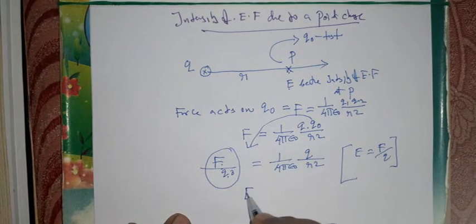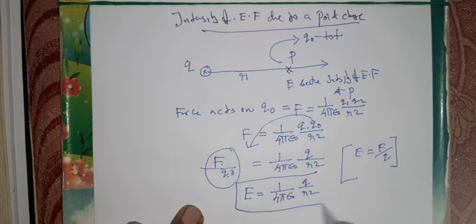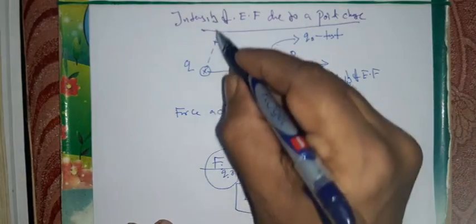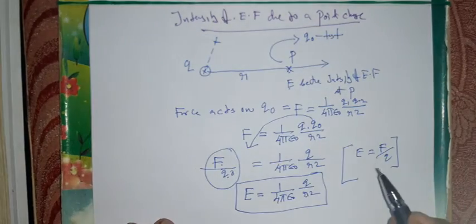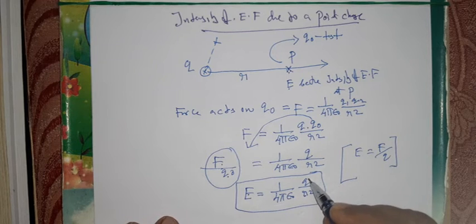Therefore, the formula for the intensity of the electric field at P due to a point charge is given by E is equal to 1 by 4 pi epsilon 0 into Q by R square. By using this formula, you can find out the intensity of the electric field at any point due to the point charge. E is the intensity at a point at a distance R from the point charge Q.